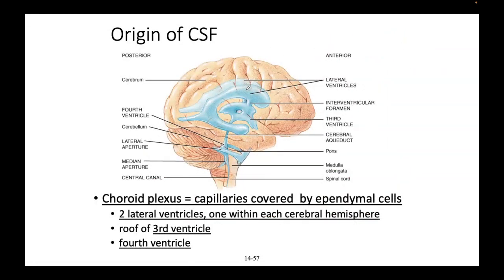So again, there's your sagittal, your lateral view, where we can see the lateral ventricles 1 and 2. Here's where the third ventricle is, and here's the fourth ventricle. For CSF to go from the lateral ventricles into the third ventricle, it's got to pass through the interventricular foramen of Monroe. To go from the third ventricle into the fourth ventricle, it's got to pass through the cerebral aqueduct. And after the fourth ventricle, it's got 3 options. You can go through the central canal, the median aperture, or the lateral aperture.